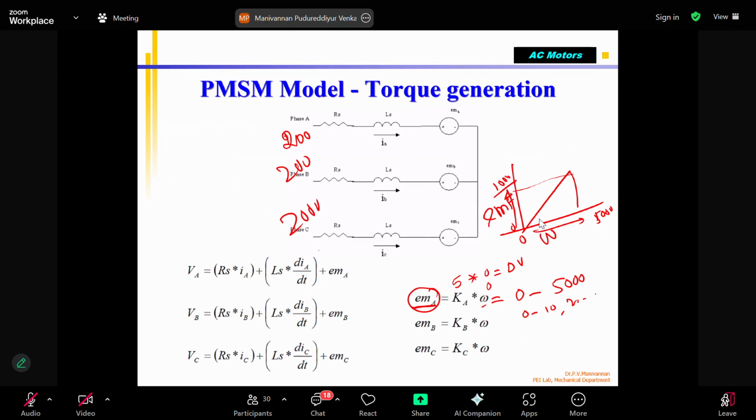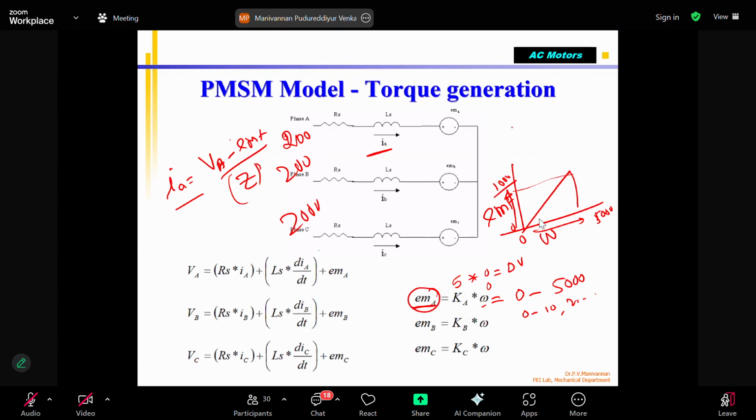We know, as I already told you, that the current IA is nothing but the supply voltage V minus the back EMF voltage, divided by Z. In AC motors, it is the voltage applied minus the induced back EMF. In AC or DC motors, wherever the back EMF is generated, the supply voltage minus the back EMF divided by Z will be the current flowing at any given time.